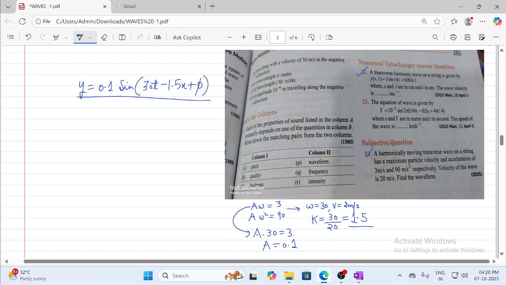This is subjective question 2005. So in that case they would be checking the paper themselves. Even if you are taking plus or minus, that will be considered correct, not an issue. Okay?